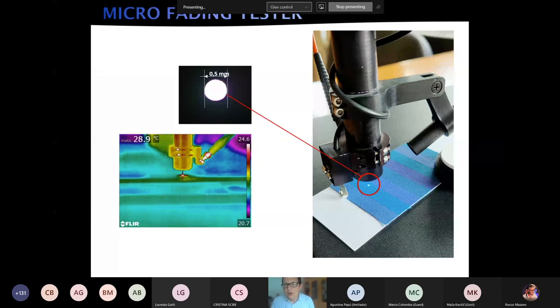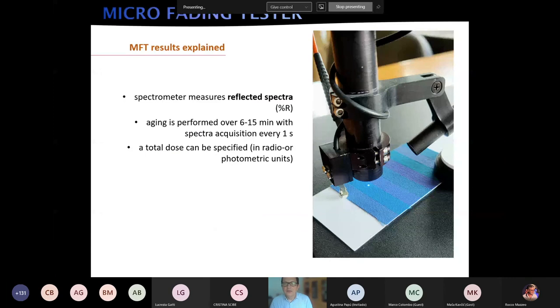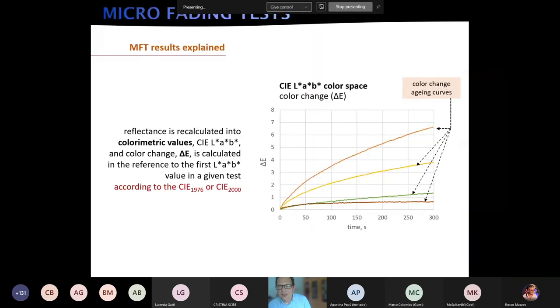As you can see here, with something like 7 megalux light output of the lamp, so very high intensity of light, we have an increase of temperature by about 9 degrees. So it's not significant. And the spectrometer, which looks at this spot, measures the spectrum, measures the reflectance. And the duration of the test is about 6 to 15 minutes. And the spectra, this reflectance, is recalculated into colorimetric values.